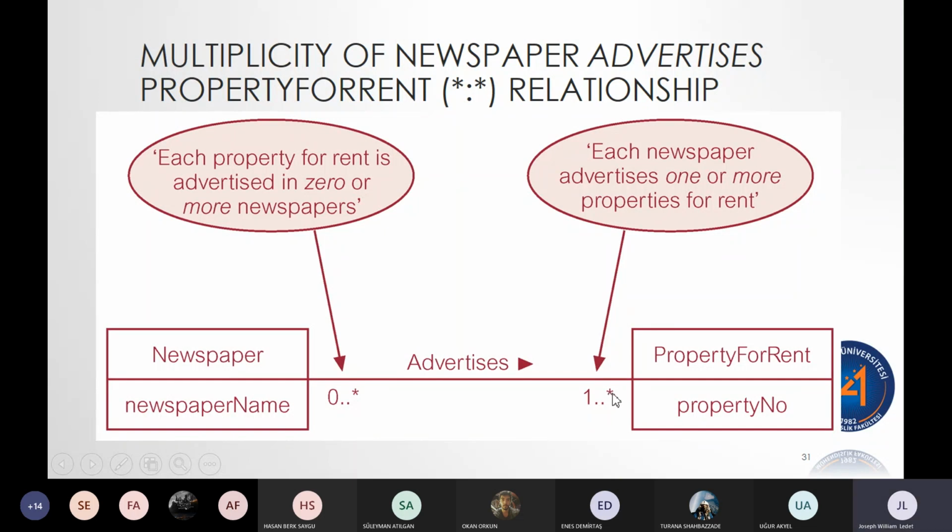Star: a property for rent is advertised in 0 or more newspapers. Properties don't have to participate. They don't have to be advertised. But if they are advertised, they can be advertised in as many newspapers as we want. And again, the general term we would use for this is called a many-to-many relationship.